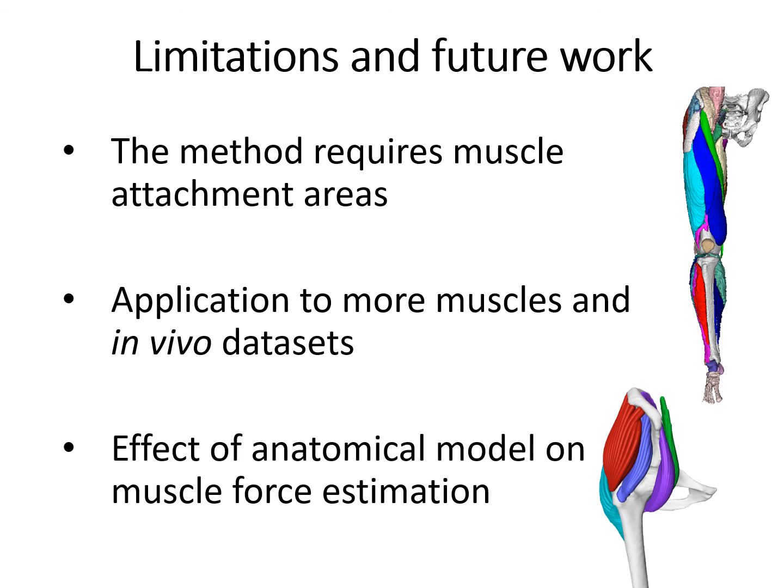The proposed method presents some limitations. The main one is the need for the muscle attachment areas on the origin and insertion bones, required to generate the initial fiber decomposition. We are currently working on a non-rigid registration technique to map existing cadaveric datasets onto new geometries and solve this issue. We have also started applying our approach to in vivo datasets, and we will soon be able to determine if the anatomical model influences the muscle force estimation in optimization-based musculoskeletal models.